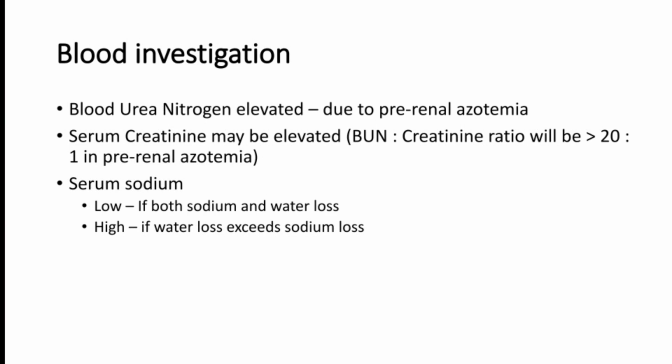Now, important blood investigations to be done in a patient with hypovolemia or hypovolemic shock. Blood urea nitrogen and creatinine are very important. In pre-renal conditions, pre-renal failure, urea will be elevated and creatinine may be normal or slightly elevated. So disproportionate elevation of blood urea compared with the creatinine is very, very important.